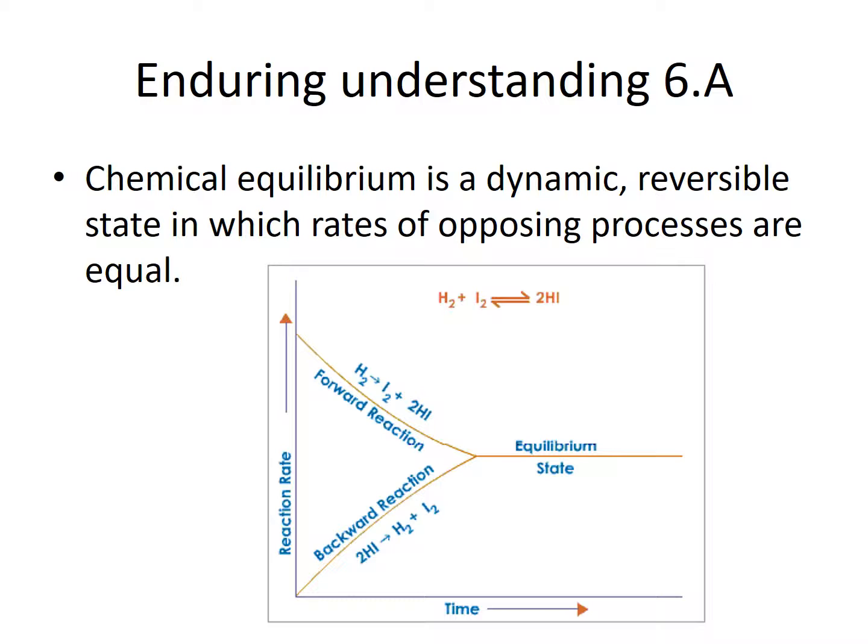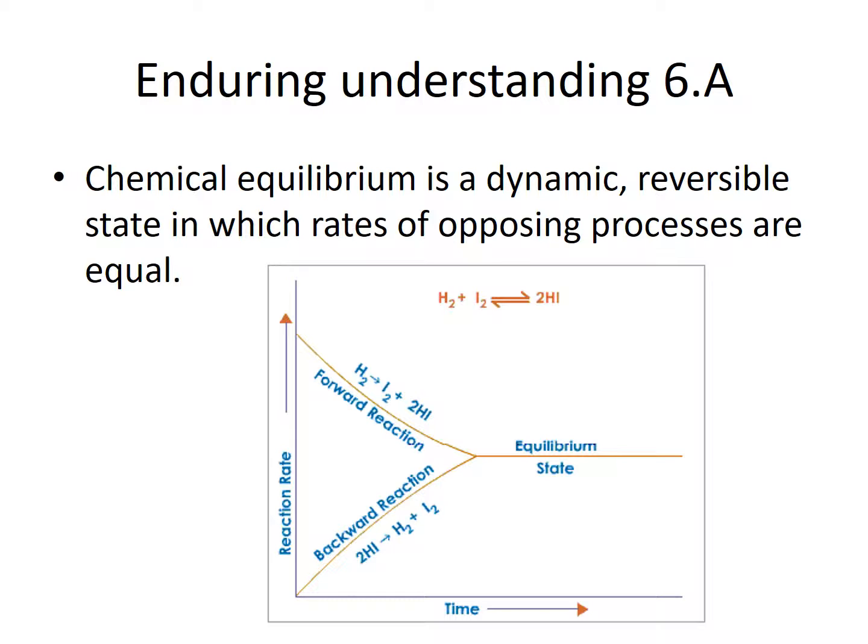We are specifically going to be interested in chemical equilibrium. A chemical equilibrium is a dynamic reversible state in which rates of opposing processes are equal. So once you have reached chemical equilibrium, your forward rate equals your reverse rate. Let's take as an example the reaction between H2 and I2 to form HI. H2 plus I2 yields 2HI.